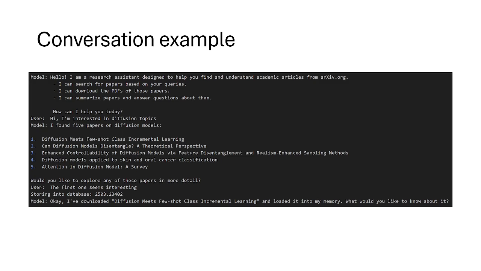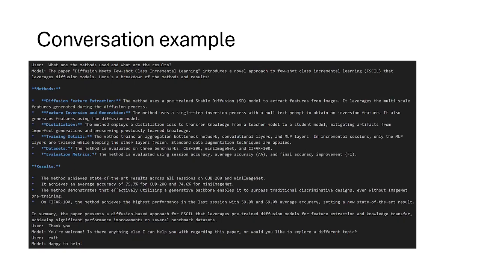User then asks the agent to search the topic of diffusion. Agent lists 5 diffusion articles. User then requests the agent to have a Q&A about the first article. Here, the user asks a question to the agent, and after getting an answer, the user says thank you and ends the conversation.